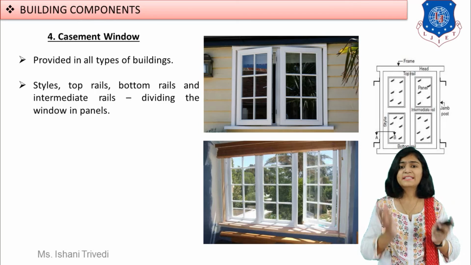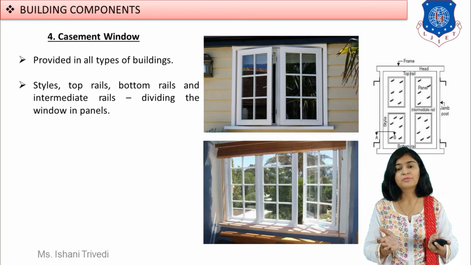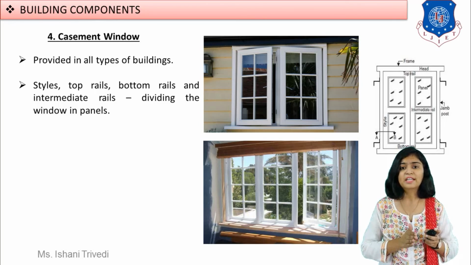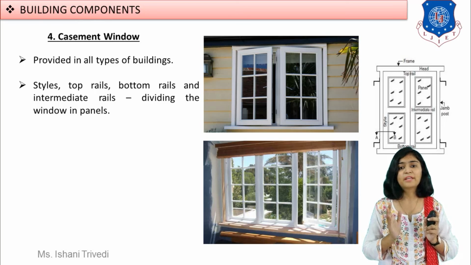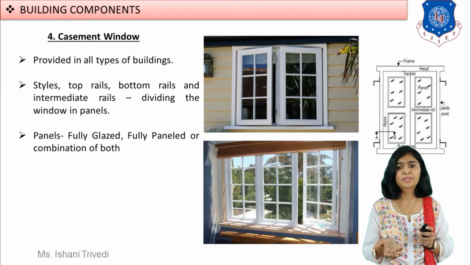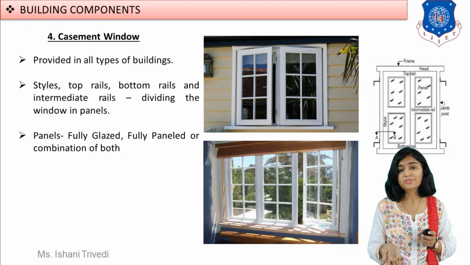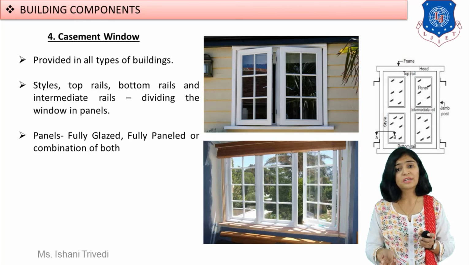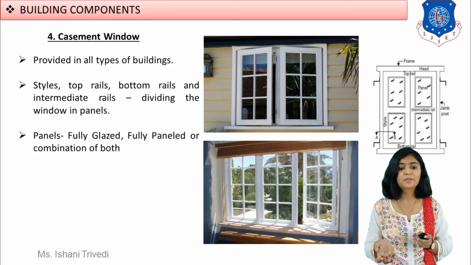It is basically one type of glazed window, but the glasses are held inside the frame, the stiles and the rails, with the help of sash bars. This will be almost fully glazed. This type of window is known as a casement window. It is provided in all types of buildings. I think it is very much common to you. You would have seen these types of windows. Also, in Western countries, casement windows are very much common. You would have seen that in very different places.